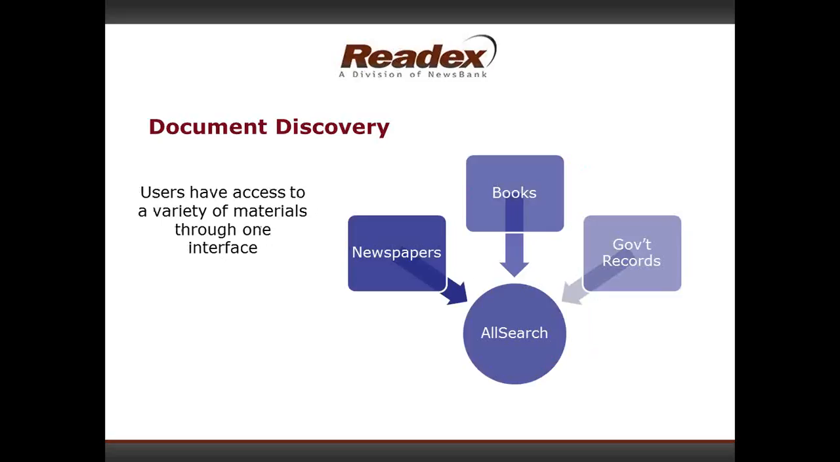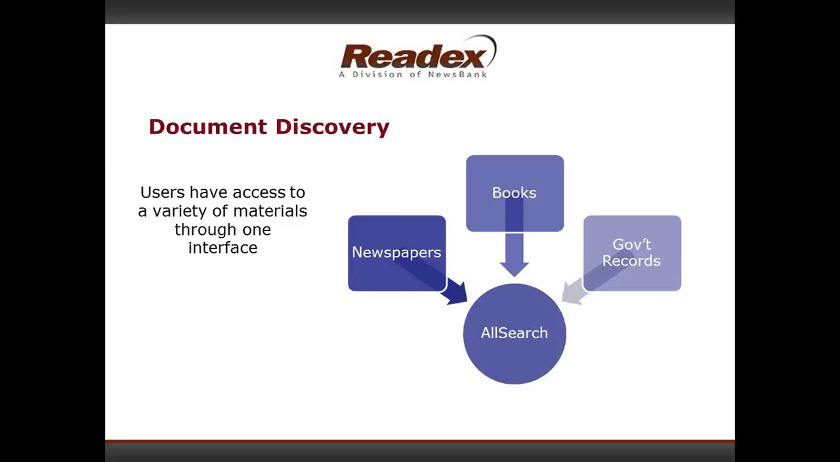Moreover, again, going back to what we were talking about with the tunnel vision issue, where users could get focused on one type of document, now with AllSearch, they have access to all types of documents, a variety of materials. Users can look at newspapers if they want. They could look at books or pamphlets or periodicals if they want. Or they could look at government records as well and look at these all together.